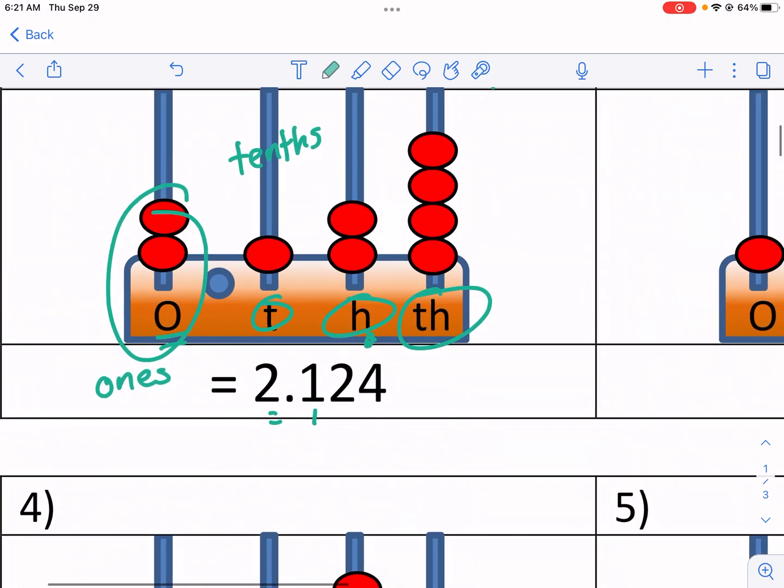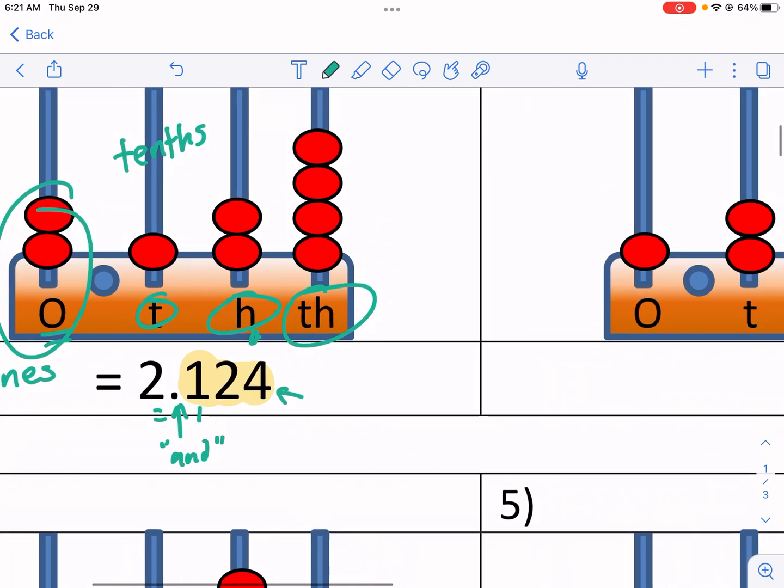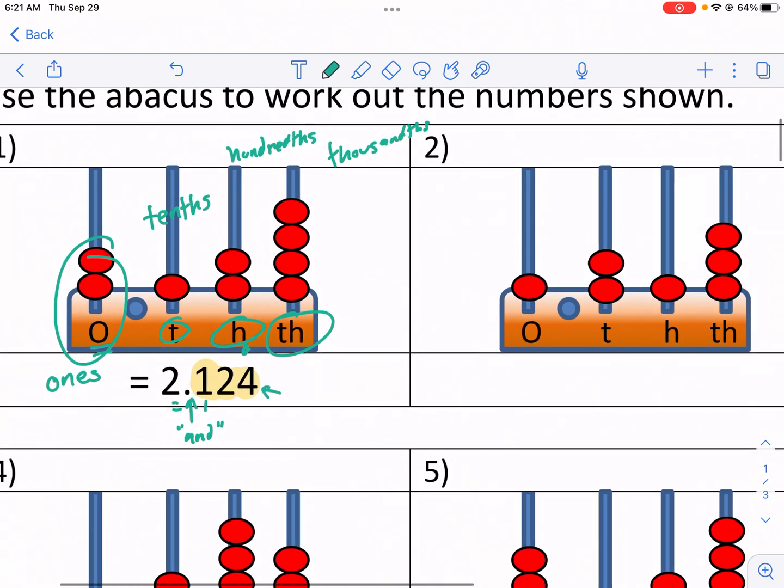Quick note on how to pronounce this. You would say 2 and, anytime you see that decimal, it means and. And then this is 124. That's the number by itself. You just say the number how it looks, but we say the place value when you're done. So we go to the thousandths place. That's the last number, so we say 124 thousandths. So 2 and 124 thousandths.